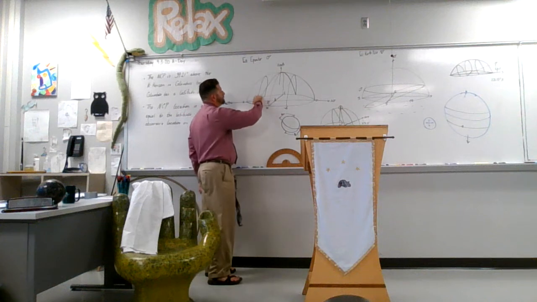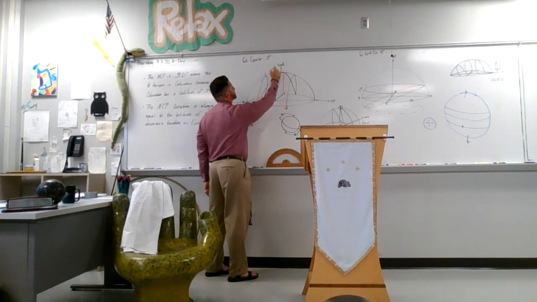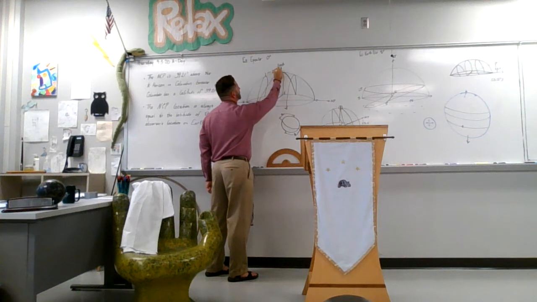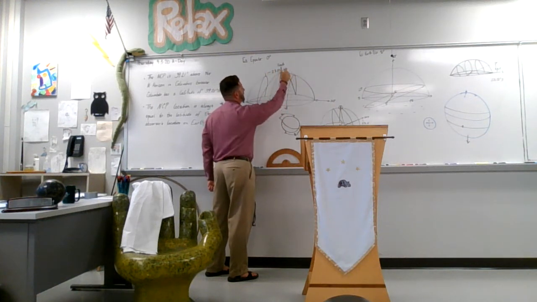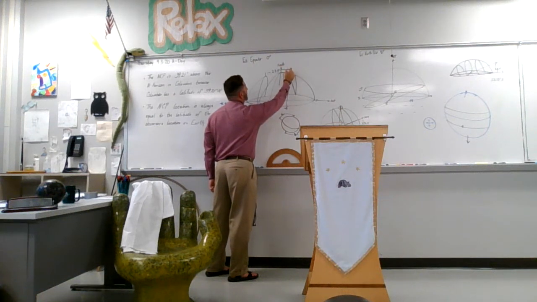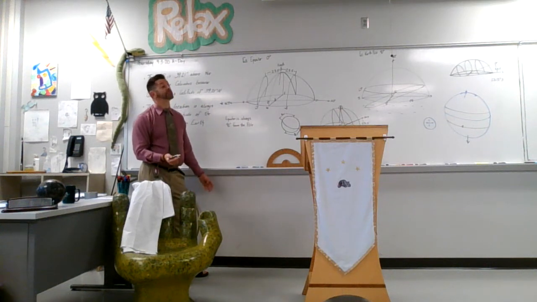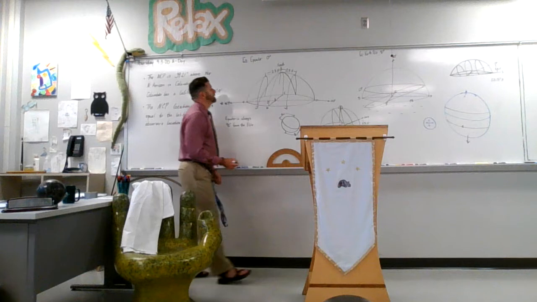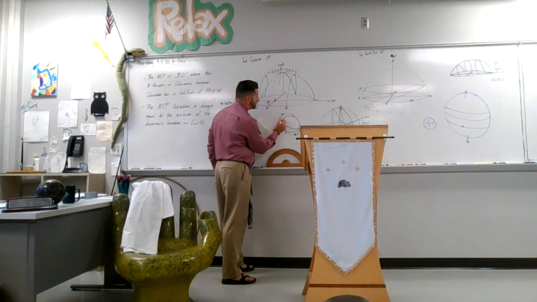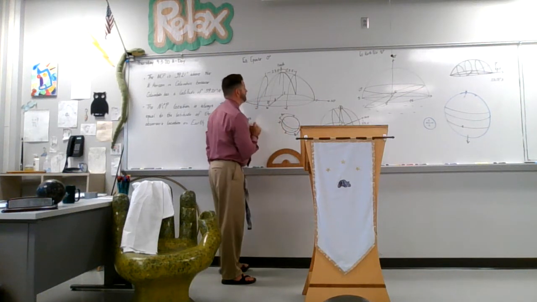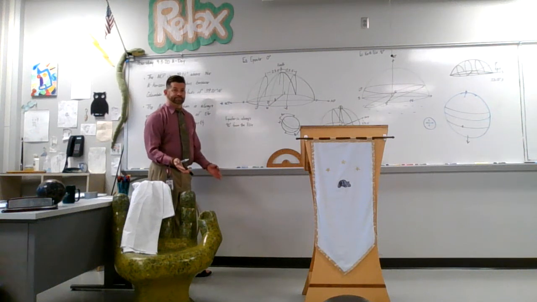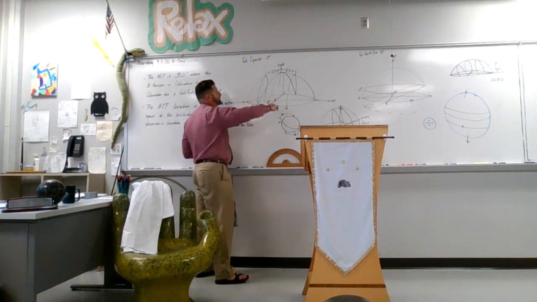And this line, the Tropic of Cancer, is always 23.5 degrees from there. And this line, the Tropic of Capricorn, is always 23.5 degrees south of the equator, or celestial equator, either way. So it would be here on the globe. This would be the Tropic of Cancer, and this one, the Tropic of Capricorn. So you're going to draw those in these arcs.